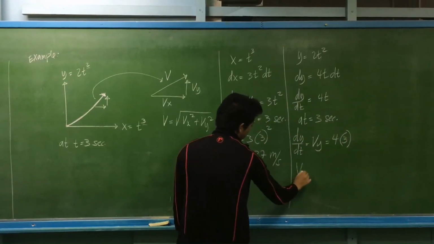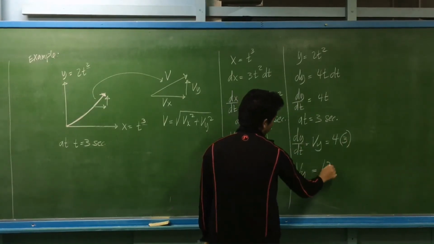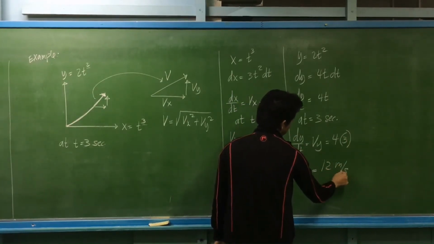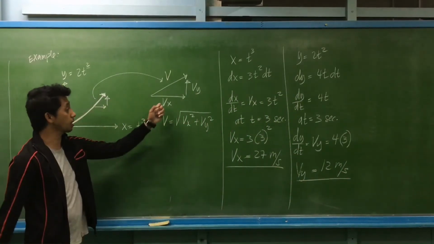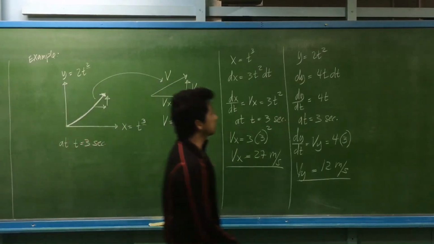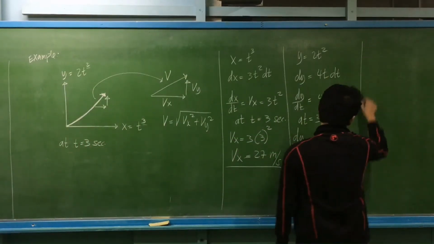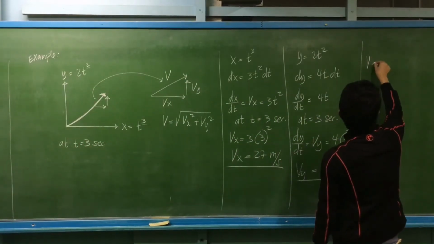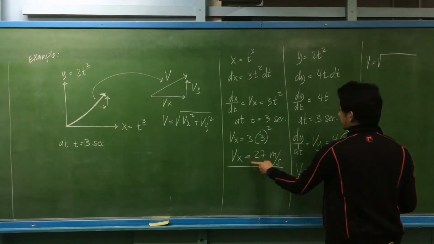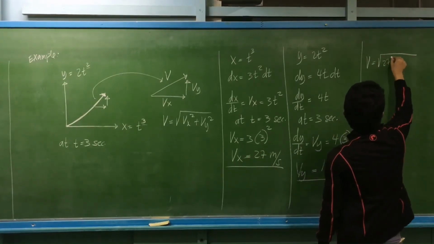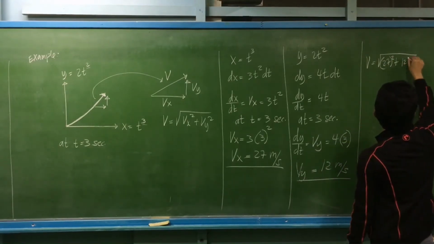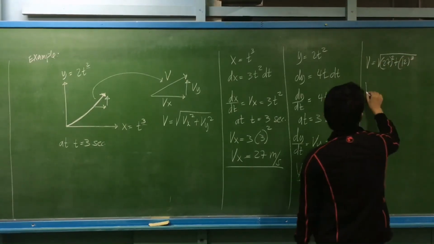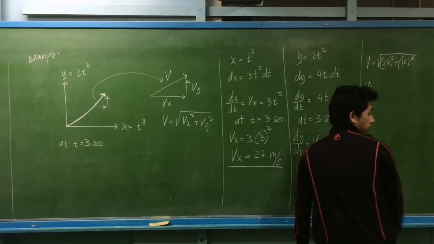So we'll be having the velocity along y is equal to 12 meters per second. Okay, so those are the velocities, our x component and the y component. So computing for the actual velocity, the velocity is equal to the square root of Vx, we have 27 squared, plus Vy, this is 12 squared. So the velocity at time equal to 3 seconds.